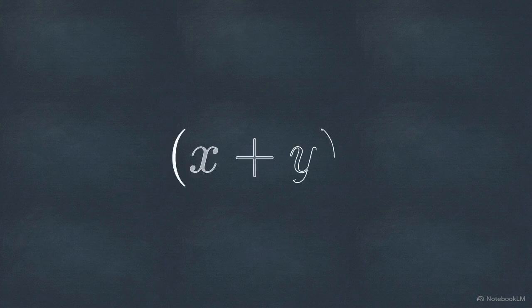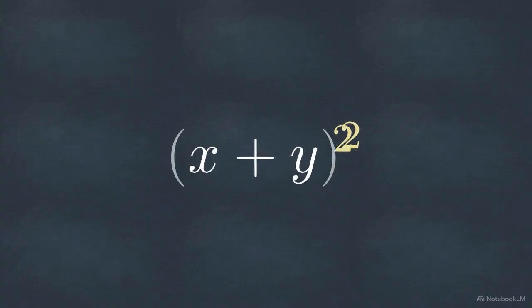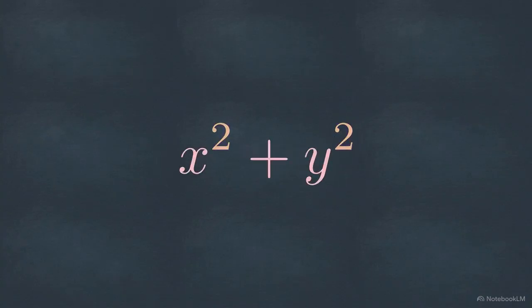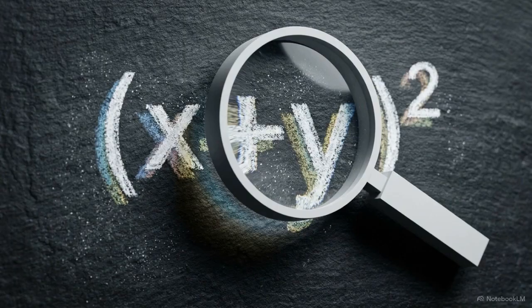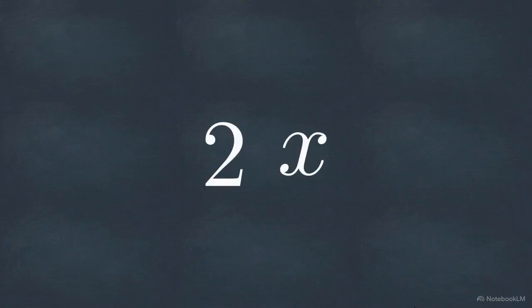Every year, millions of students sit down in an algebra class, look at the expression x plus y squared, and inevitably write down x squared plus y squared. Since this mistake appears consistently across different countries and age groups, the problem likely lies in the design of the notation itself. The technical term for this is hidden state.